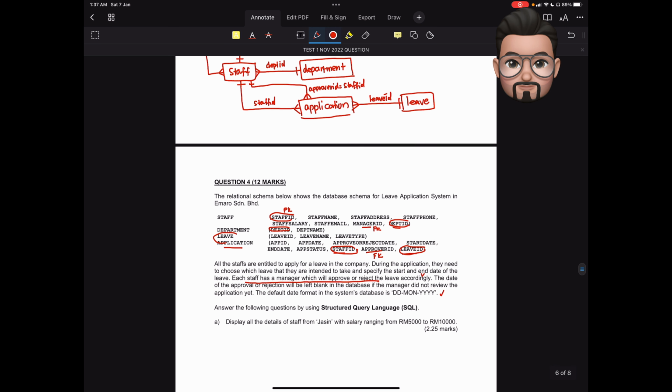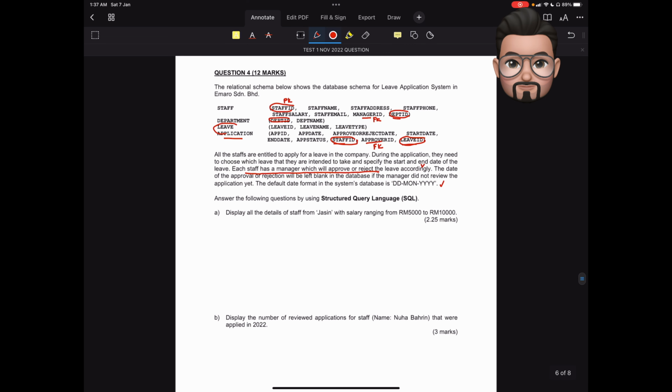Now let's take a look. Answer the following questions by using structured query language, SQL. Display all the details of staff from Jasin. What is Jasin? Jasin is a part of the address, so this is the staff address.